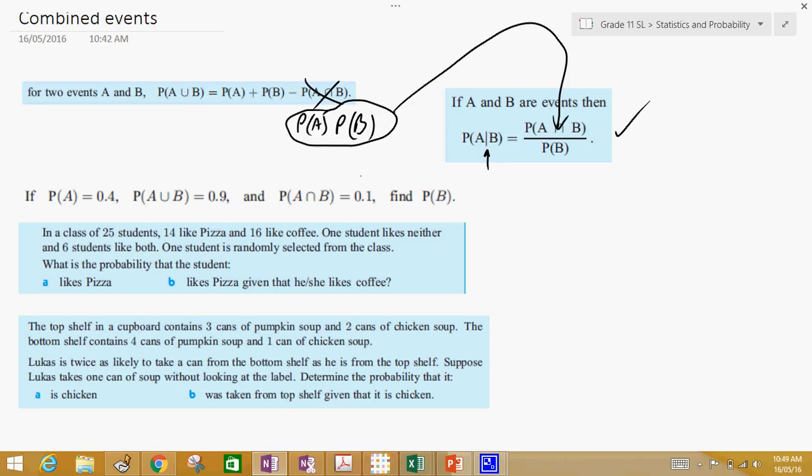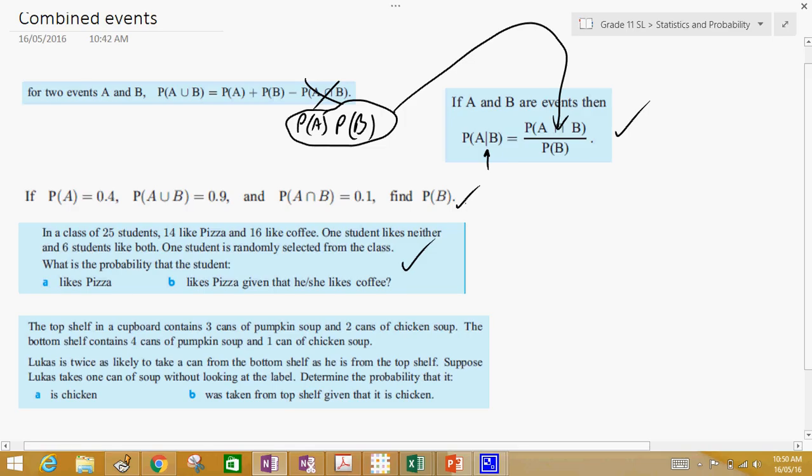When dealing with combined events, there are generally three different ways that we are going to be dealing with the questions. One, you would just be using the formula. For instance, if you have a question like this, just plug the numbers into the formula and then solve the question. Sometimes you will get a question like this.